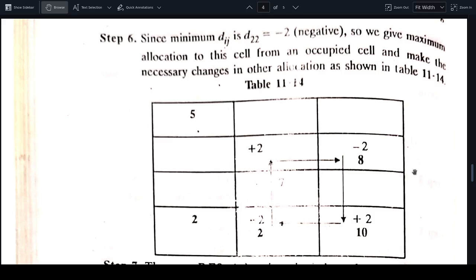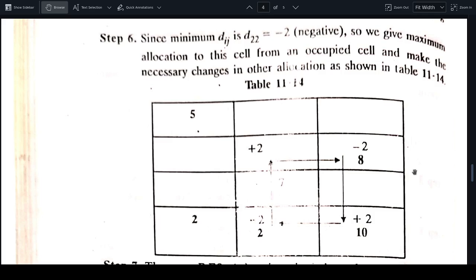So next in 10 you give plus 2. So 10 plus 2 is what? 12. And next here minus 2. So 2 minus 2 is what? 0. There is no allocation. So you see this one.